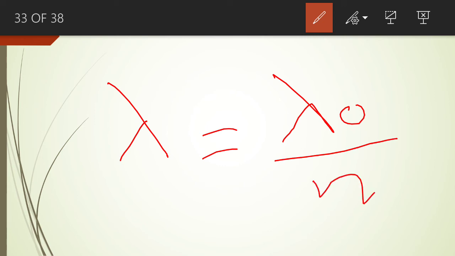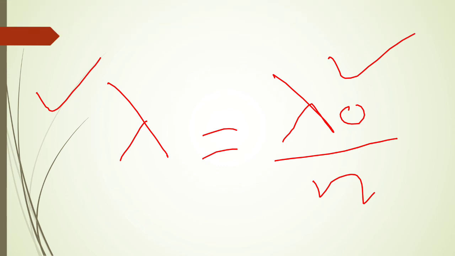And this is the relationship between the wavelength of the electromagnetic wave in any other medium and in free space. This relationship shows that the maximum wavelength takes place in free space. In any other medium, the wavelength of the electromagnetic wave will be less than the wavelength in free space. So this is the relationship between the wavelength in any other medium and the wavelength in free space.